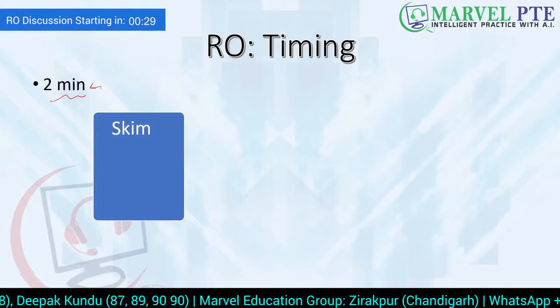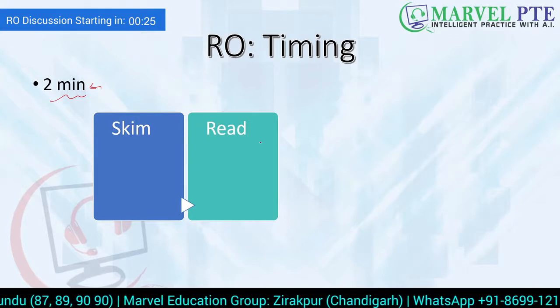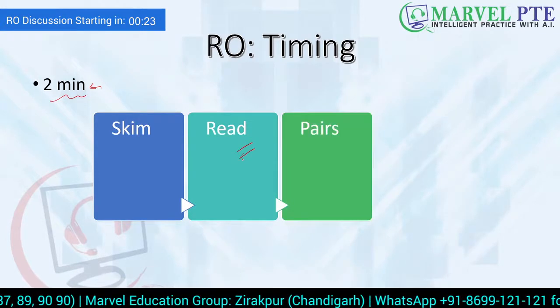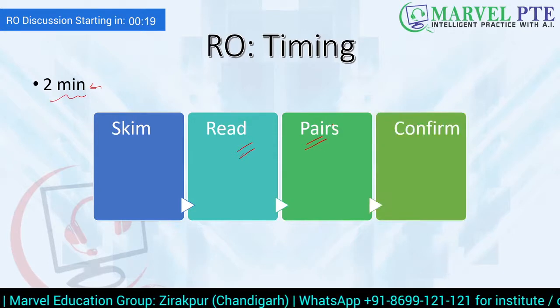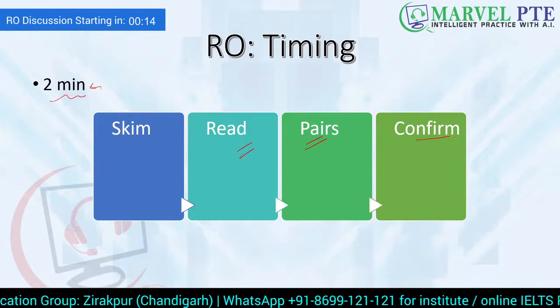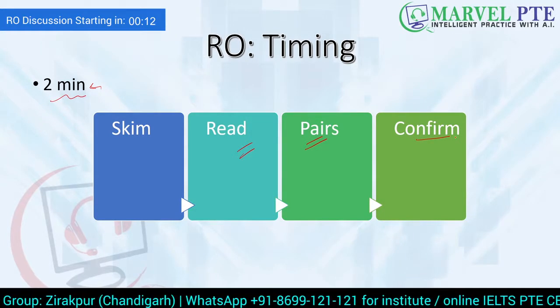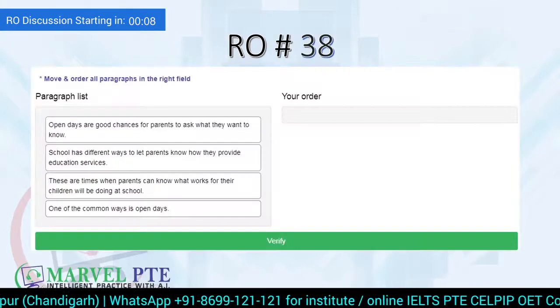अब उन 2 minutes में आपको skim भी करना है जो आपको content दिया हुआ है. Then you have to read it and then you have to make pairs because the scoring of reorder paragraphs is on pairing. And then you have to confirm कि जो आपने reorder paragraph किया है, जो pairs बनाए हैं, those are correct or not. And all of this has to be done within 2 minutes.